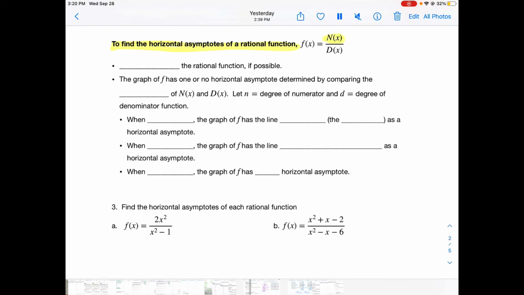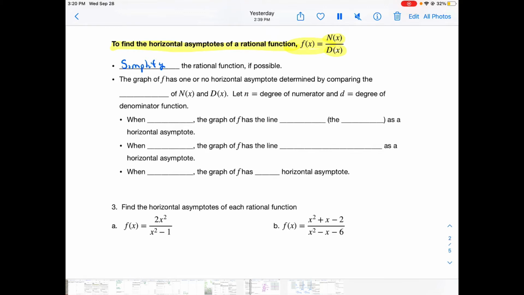Next, I'm going to find the horizontal asymptotes of a rational function. To do this, I'm going to let the polynomial in the numerator be called n of x and the polynomial in the bottom be called d of x. First step is to simplify your rational function. You're going to see me say that a lot. You're always going to do the first step, simplifying the rational function.